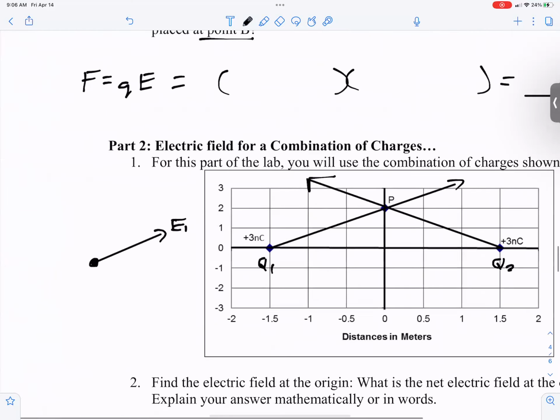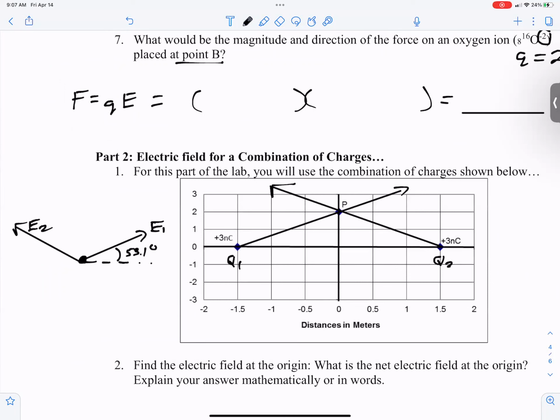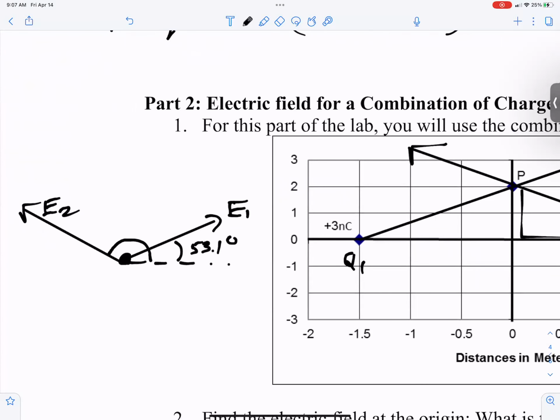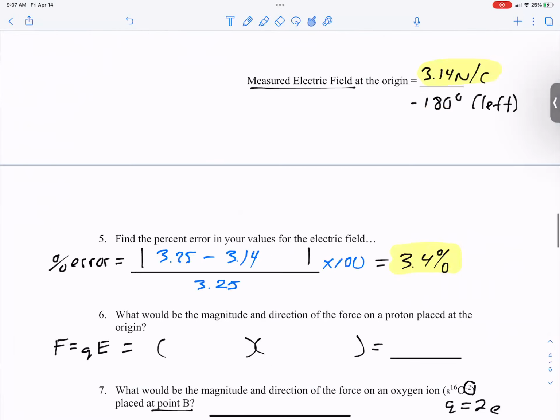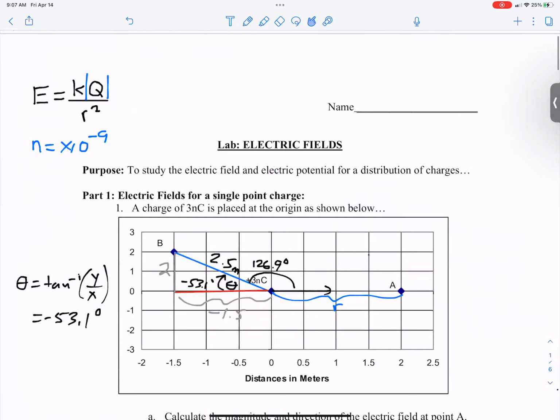Now we have to take both angles from 0. This angle here is going to be 53.1 degrees. You get that because we are taking 2 over 1.5, and then taking the arctan of that. And then the other angle we're taking from 0, meaning 53 from 180, and it was, I forgot off the top of my head, 126.9.